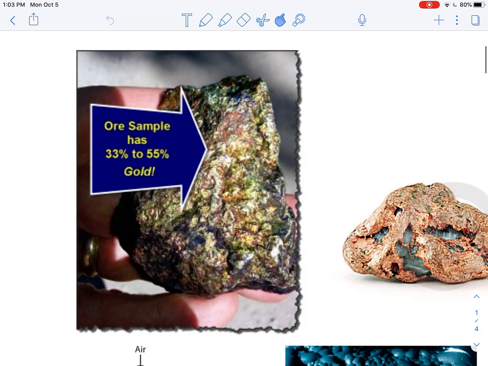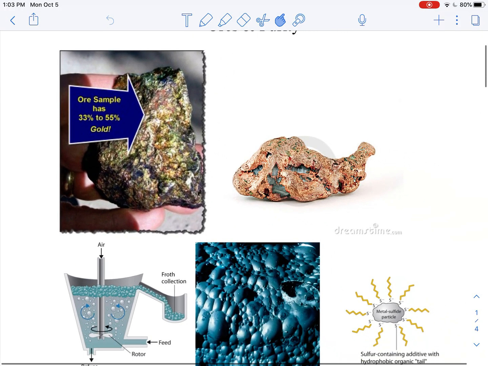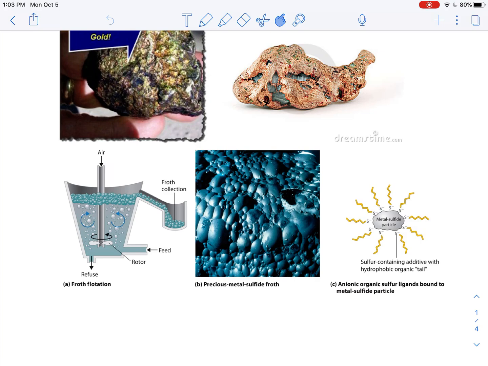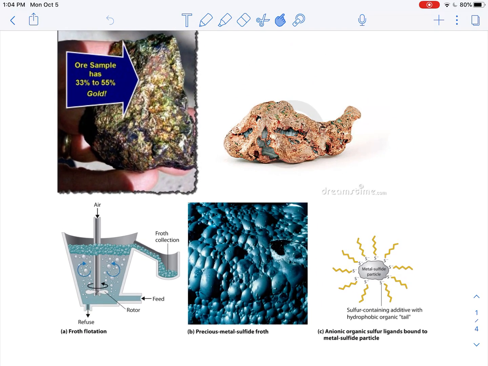Odds are, even if you have something that is tremendously high in the thing you're interested in, like gold, it's not going to be pure gold. It's going to have other stuff in it. So you're going to have to take that ore and refine it in such a way as to separate out the desirable materials from the undesirable materials. And there are lots of different ways to go about doing that.